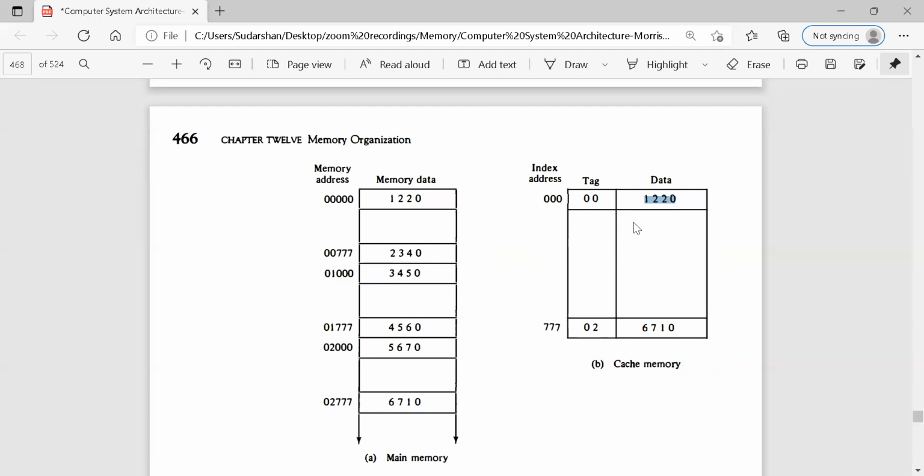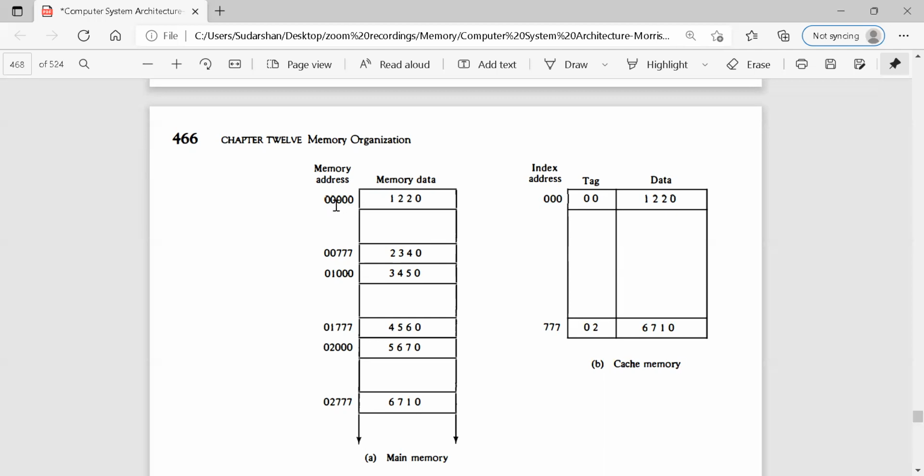Now, let us go in for one more example. So what is not possible? We cannot store in the index 000 more than one tag. See, index can be 000, tag is going to be 00. Similarly, you can have the tag as 01, index can be 000. There can be only one tag and the corresponding data present inside the index address 000. So 00000, this is one. If I have 01000, 01 is the tag and the index is going to be 000. The index is common, but the tags are different.